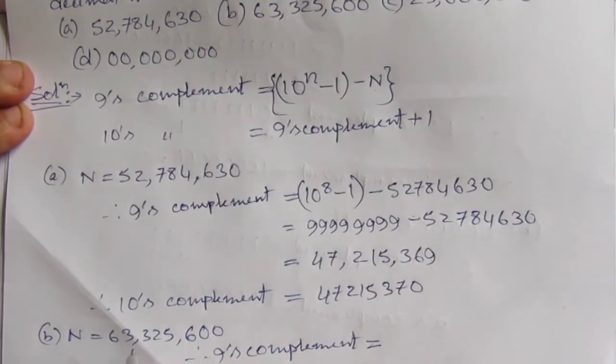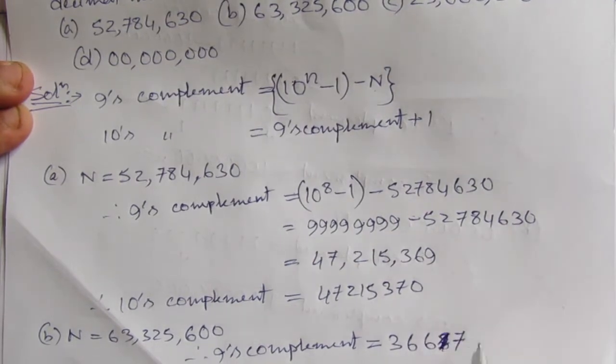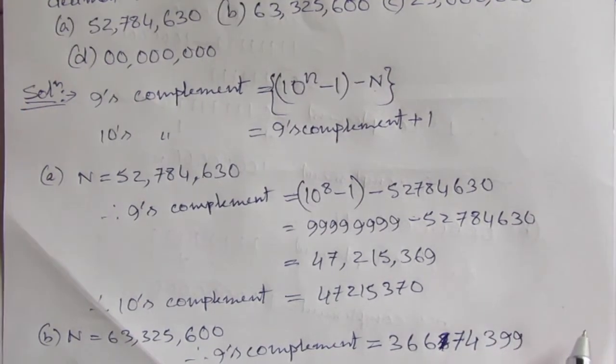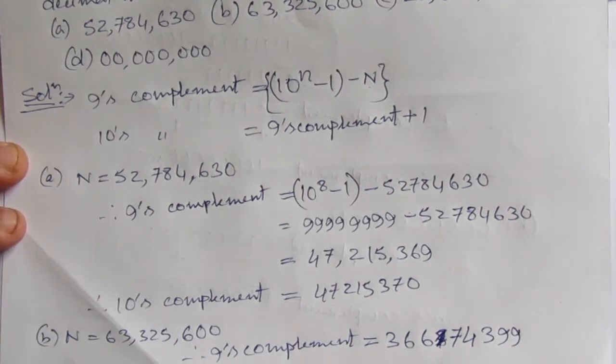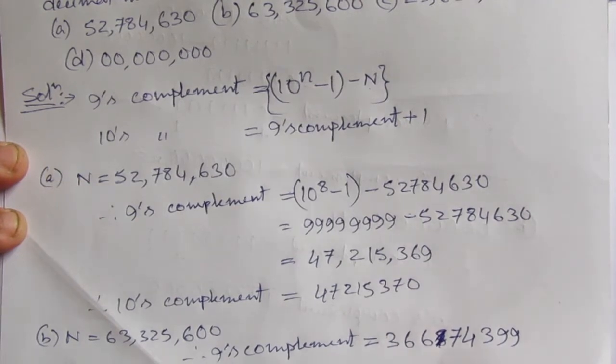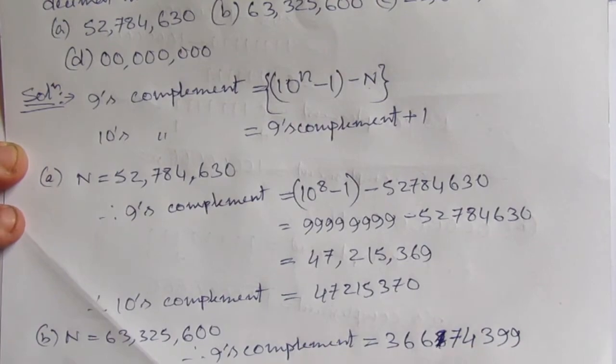I am giving you one shortcut. You do the subtraction of this number from 9, that means eight 9s. So 9 minus 6 equals 3, then 6, then 6, 7, then 4, then we have 399. So this will be the 9's complement of this number, and the 10's complement will be this much plus 1, so it will be 36674400. So this is the 10's complement of this number.